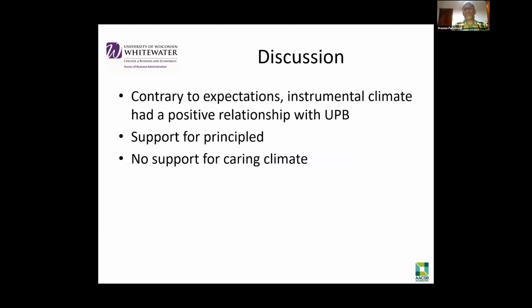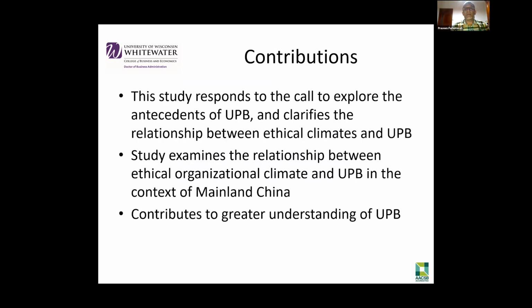But again, the instrumental climate is one where people are being egoist, and it is very possible that also encourages them to do things to help the company. But we did find support for the principal climate, no support for the caring climate. In any case, we find that this makes some significant contributions to the literature.